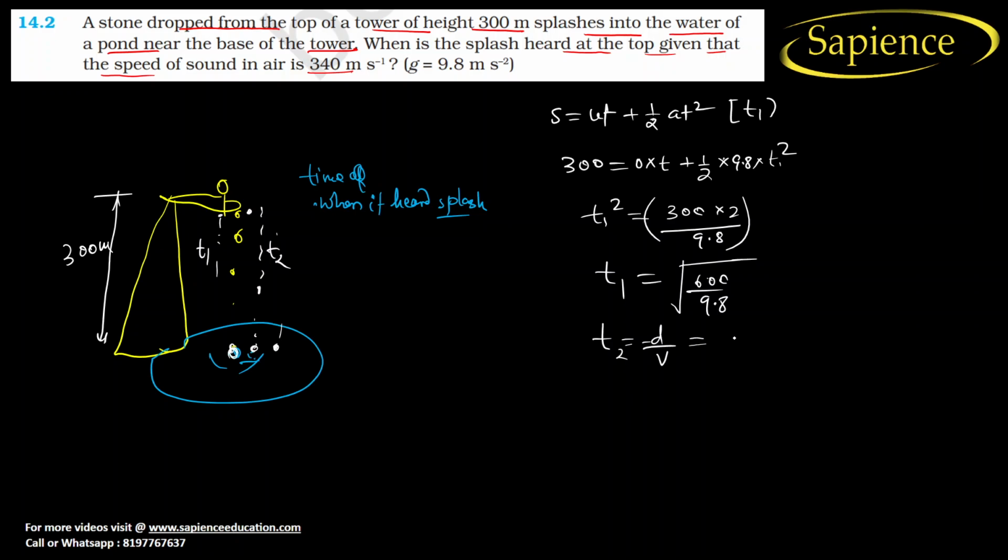So distance is how much? Distance is 300 meter, and the velocity of the sound, because the sound will reach, they have given as 340 meter per second. So when we calculate with this velocity of the sound as 340 meter per second, we have got time t1 as well as t2.